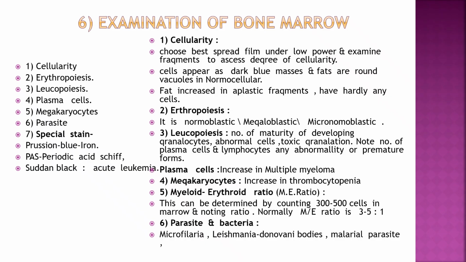We can do it by Prussian blue, or for the acute leukemia we can do special staining like periodic acid Schiff, peroxidase or Sudan black staining. In this picture we can see all the myelopoietic series like myeloblast, myelocyte, metamyelocytes, band forms, or erythropoietic series like erythroblast, normoblast, reticulocytes, and thrombopoietic series like megakaryoblast, megakaryocyte and the platelets.